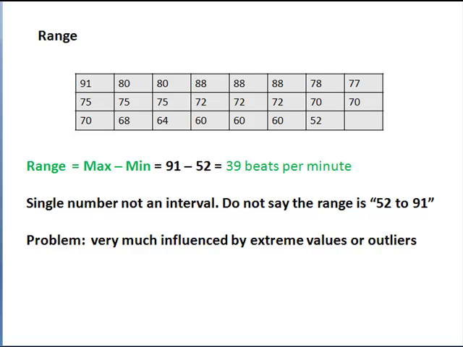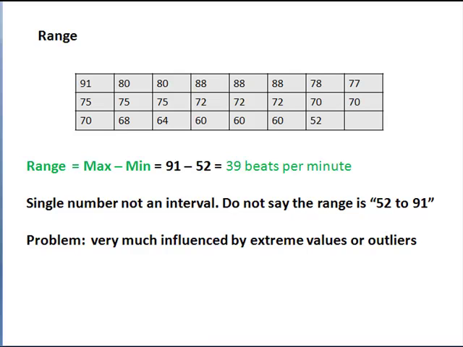You'll have to admit calculating the range is easy. The problem is it's not very reliable. If there is an outlier, the result would be much different. Suppose a student was present that had a pulse rate of 110. Then the range would not be 39, but would be 58. So we need a more reliable statistic to measure the spread of the data.